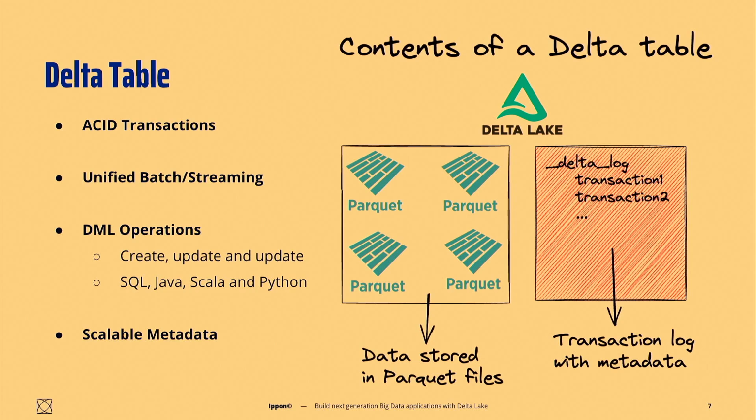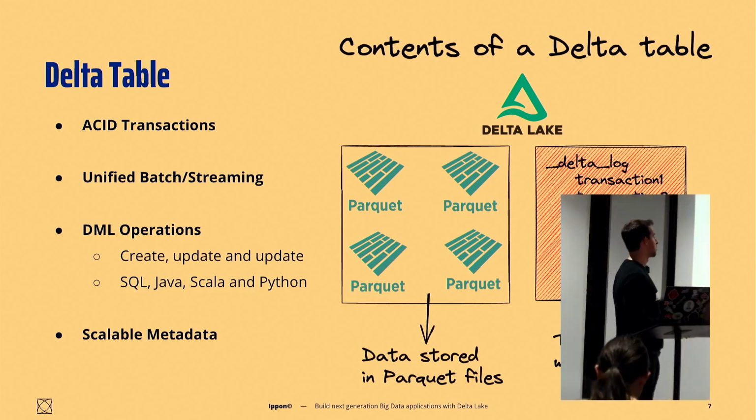Then the other cool thing is if you want to stream data or if you want to do batch data, you can use a delta table and you don't have to make any changes. You can do both operations on the same table, so very easy. Then we have the DML operations, which is basically create, update. Okay, I made a typo, it's actually delete. And you can use any language to do that. You can use SQL, you can use Java, Scala, or even Python. I like it very much because no matter which language you use, you can interact with your delta table and do operations on it.